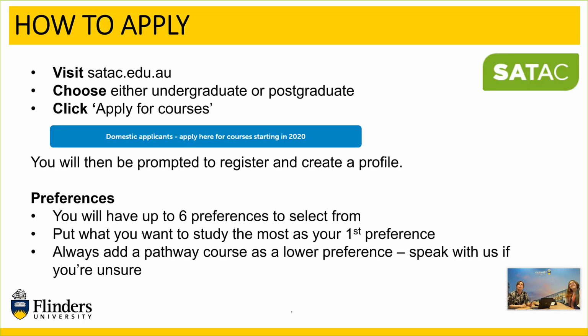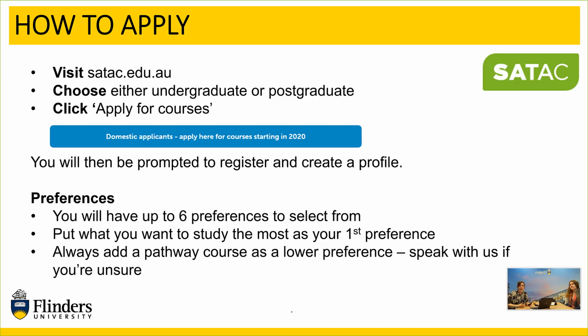So how do you apply? You visit satac.edu.au and then you choose either undergraduate or postgraduate. Today we were talking about undergraduate social work, but it's important to note that social work is also a postgraduate master's degree. So you can do 4 years undergraduate, or if you've already got a degree, you can do it in 2 years as a postgrad student. You would click on apply for courses and this blue button here that says domestic applicants, that's the one you do. You'll then be prompted to register and create a profile.